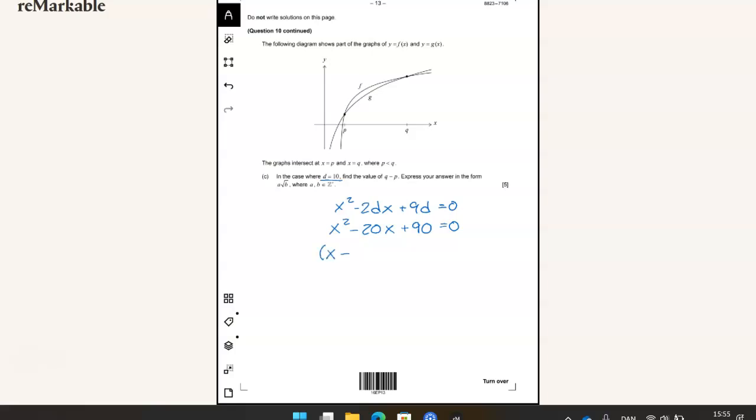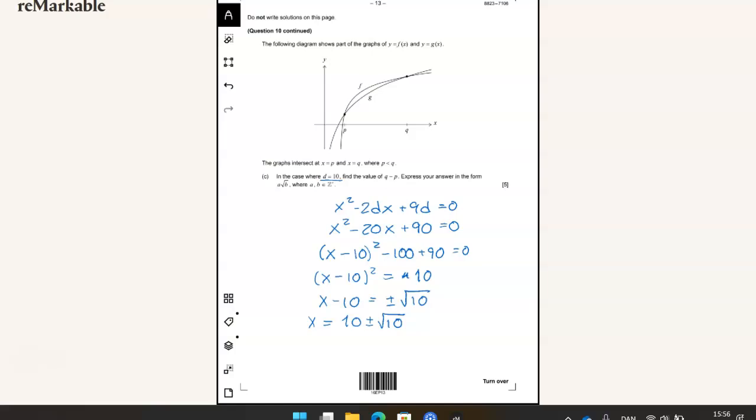So this is x minus half of 20, so 10, squared, minus 100 plus 90 equals 0. So x minus 10 squared becomes 10 on the other side. So what do we get? x minus 10 is plus or minus the square root of 10. So x is 10 plus or minus the square root of 10. And of course, the larger value q is where we take plus, and the smaller value p is where we take minus.